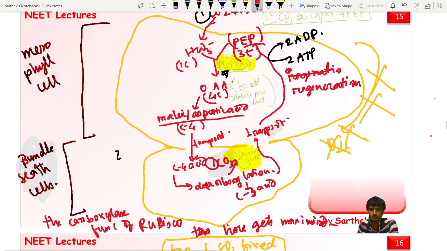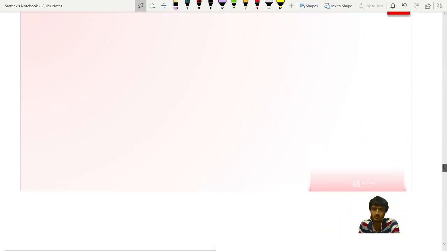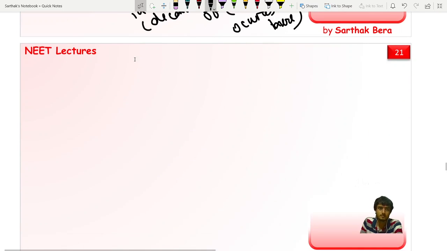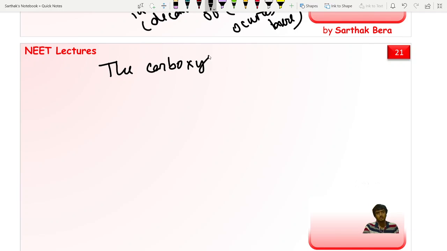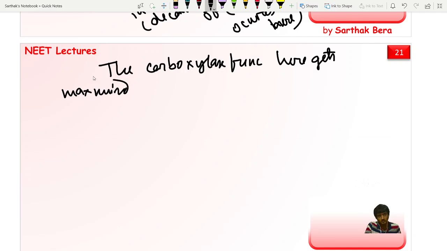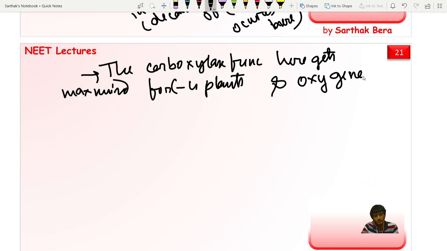Okay, so here I'm writing that the carboxylase function gets maximized for C4 plants, and the oxygenase function, that is the addition of oxygen with RuBP, gets minimized.